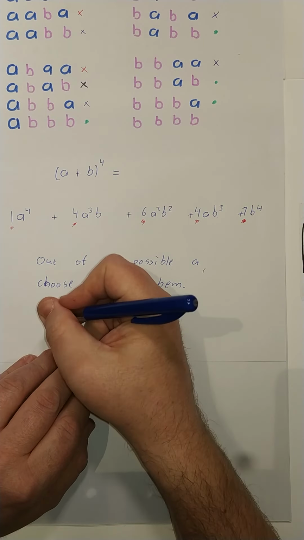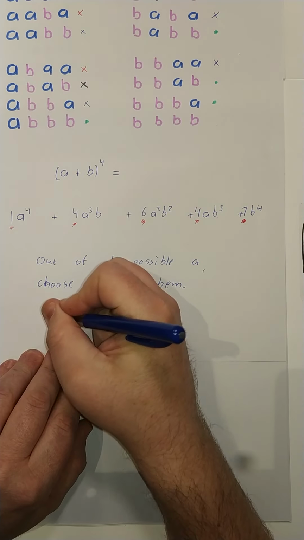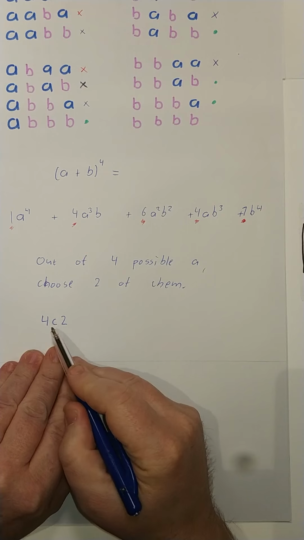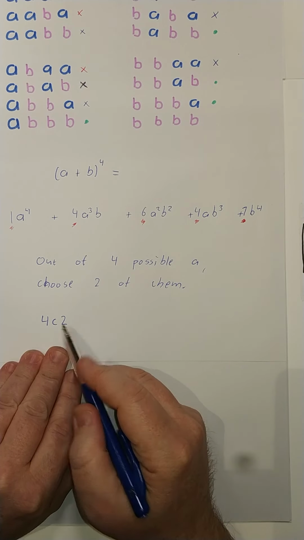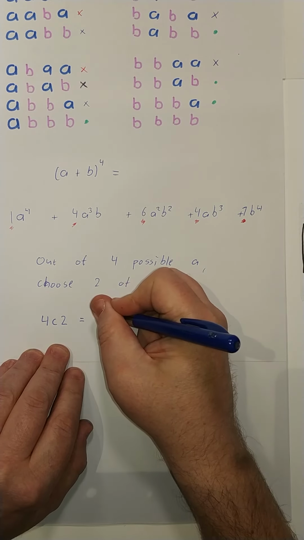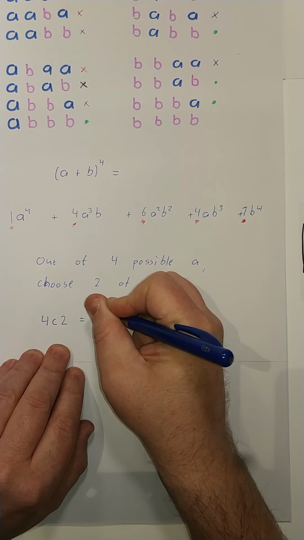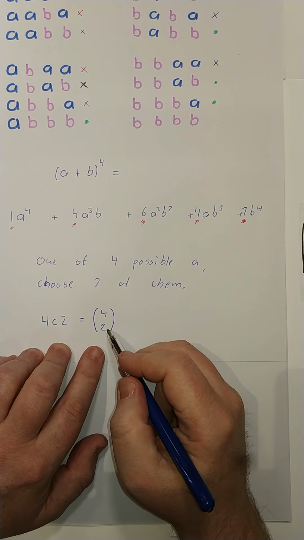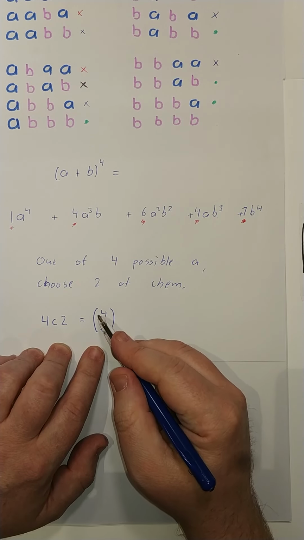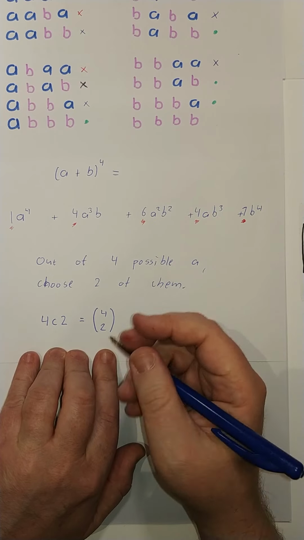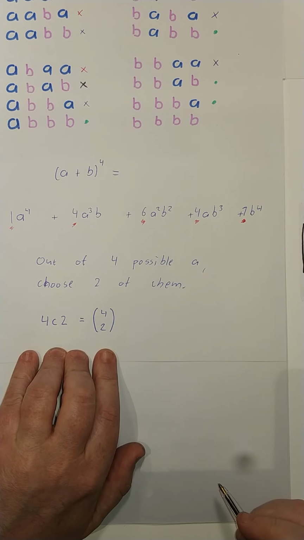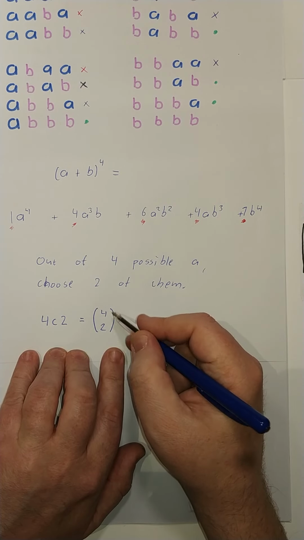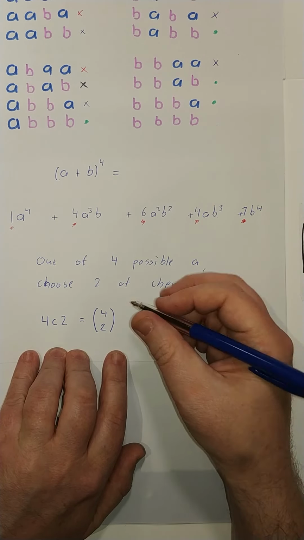And we write this 4C2. 4, choose 2. Out of 4 elements, choose 2 of them. Or sometimes we write it like this, 4 and 2 in brackets. This is not a fraction. There's no division here. It does look like it, but there's a dividing dash missing. So don't mix this up. Don't confuse it with a fraction.